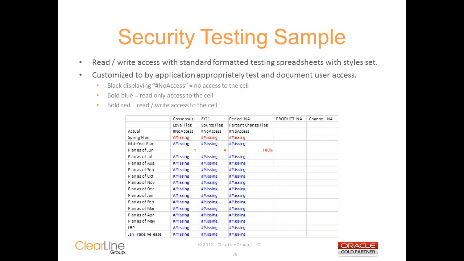The next example is the security test spreadsheet. It uses conditional formatting with Essbase-based styles to visually test the read-write access to the application. Black with no access simply means no access to that cell, but blue means read-only access and red means read-write access. The spreadsheet needs to be customized to the particular application it's testing and can be used for documentation. But the spreadsheet's also a great way to communicate to the business users since the color codes will always mean the same thing on any application.